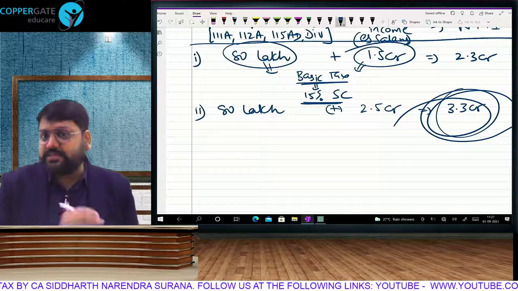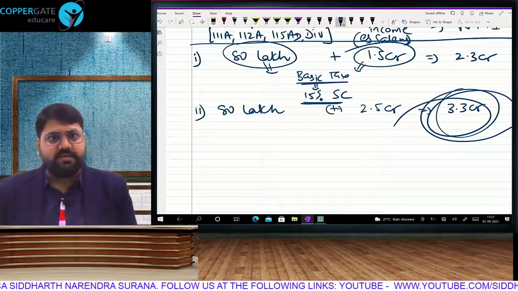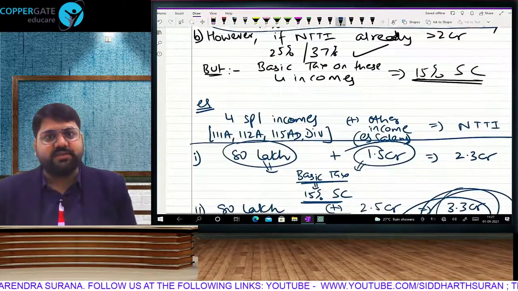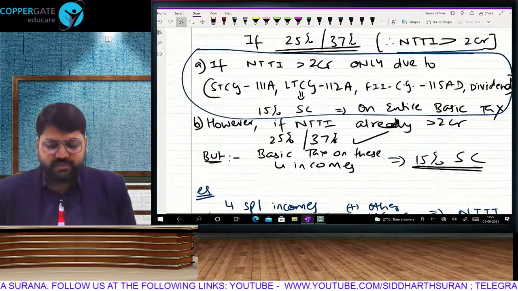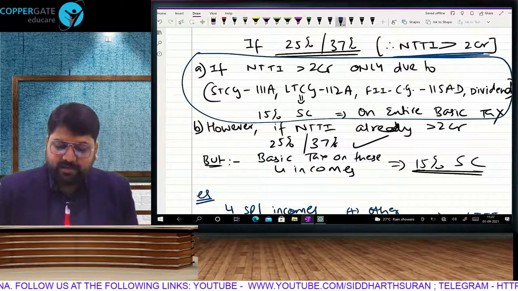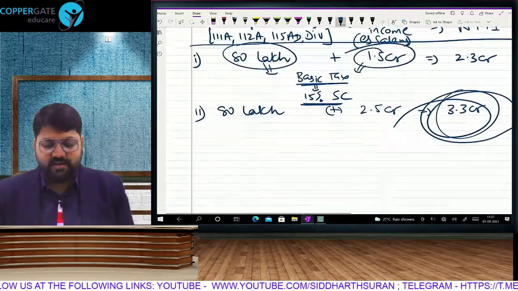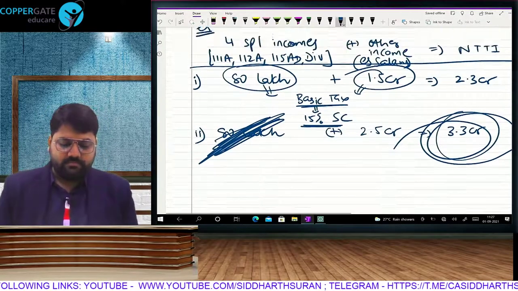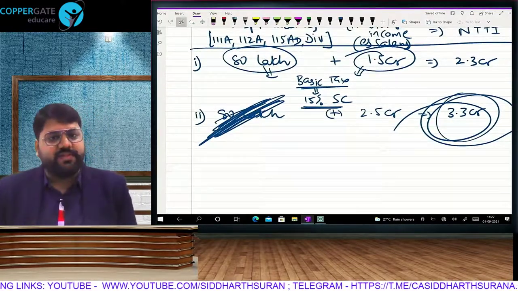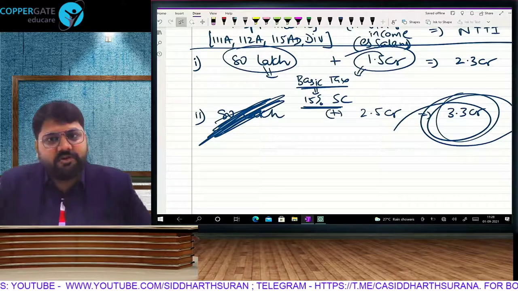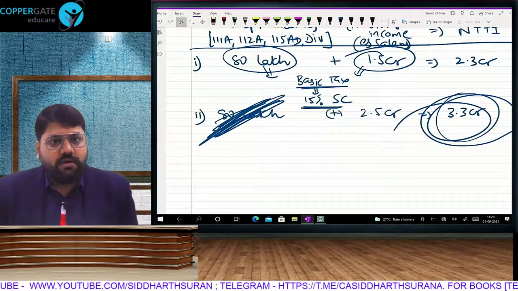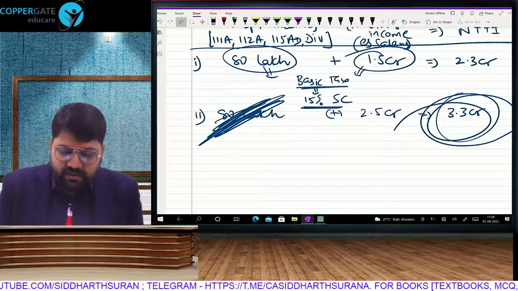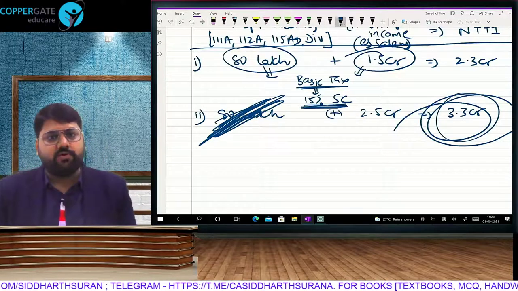If your answer is 25 or 37, then you should check these points. If our answer was 10 or 15, then these points are not applicable. These points are applicable only if you are in 25 and 37. Then what should you do? Remove and check. Last time, if you remove these 4 incomes, then your income was coming below 2 crore, and thus our income exceeded 2 crore only because of these incomes. Then our answer is 15% total surcharge.